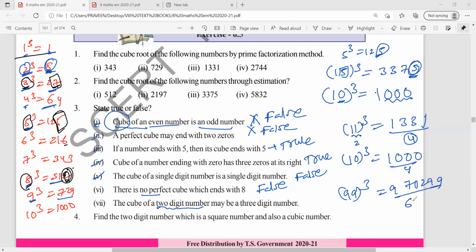Here I got a six digit number. It is not possible; it is at least starting with a four digit number. It may be four digit, it may be five digit, it may be six digit. It cannot be three digit. Here the same concept is also false only. So with this, the true or false statements are finished.